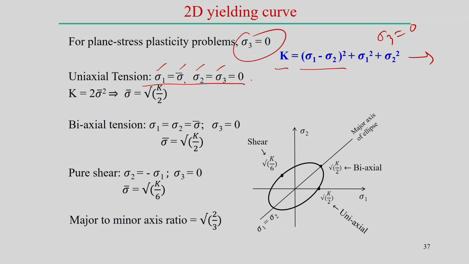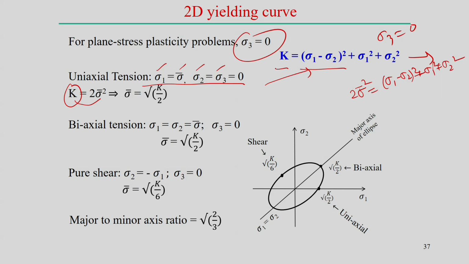So, if we put all this condition, this expression, then we can find out that K equals twice sigma bar square, or sigma bar equals root over K by 2. So, this is the K value of this thing. Now, twice K value, sigma bar square equals (sigma 1 minus sigma 2) square plus sigma 1 square plus sigma 2 square.